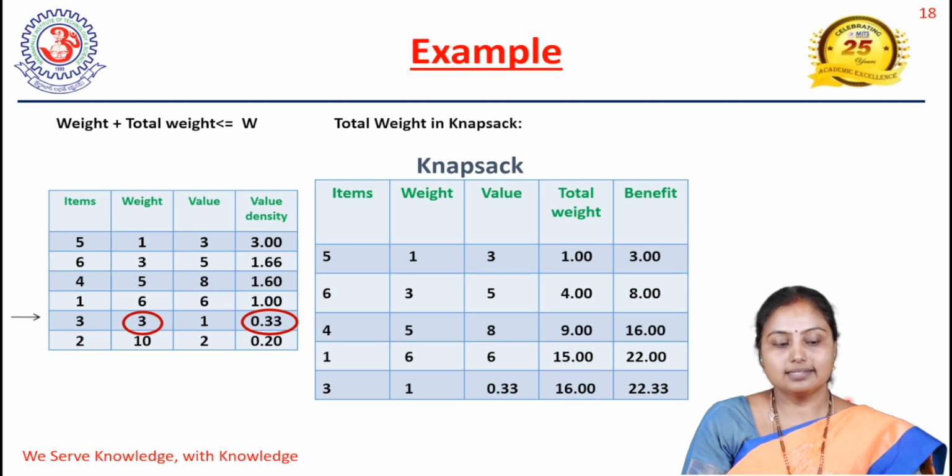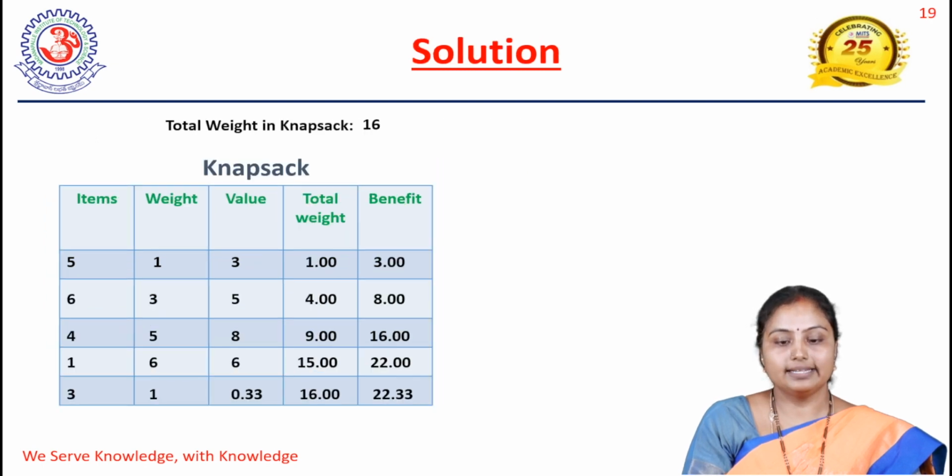So finally you can see the solution. The solution contains the items that should be added in the knapsack. This is the total weight. We satisfied the maximum capacity constraint and we have the items 5, 6, 4, 1, 3. This is the total benefit, 22.33, and the total weight. So this is the solution for our example. This is about the fractional knapsack problem and its working. Thank you.